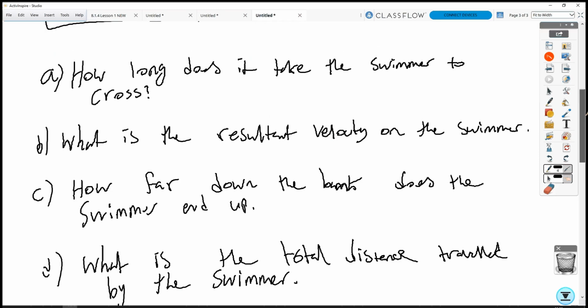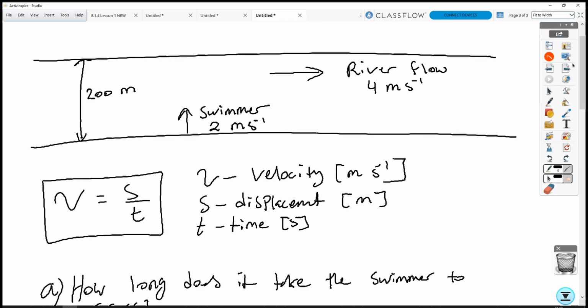Okay, so we look at the problem again. The river has a width of 200 meters. Our swimmer is swimming vertically upwards with a velocity of 2 meters per second. The river's also flowing at 4 meters per second. So our swimmer is going to be moving in a diagonal direction, so up and to the right. However, his vertical component remains unchanged. If we ignore the fact that he's also moving to the right at the same time, he's still moving towards the other side of the river at 2 meters per second.